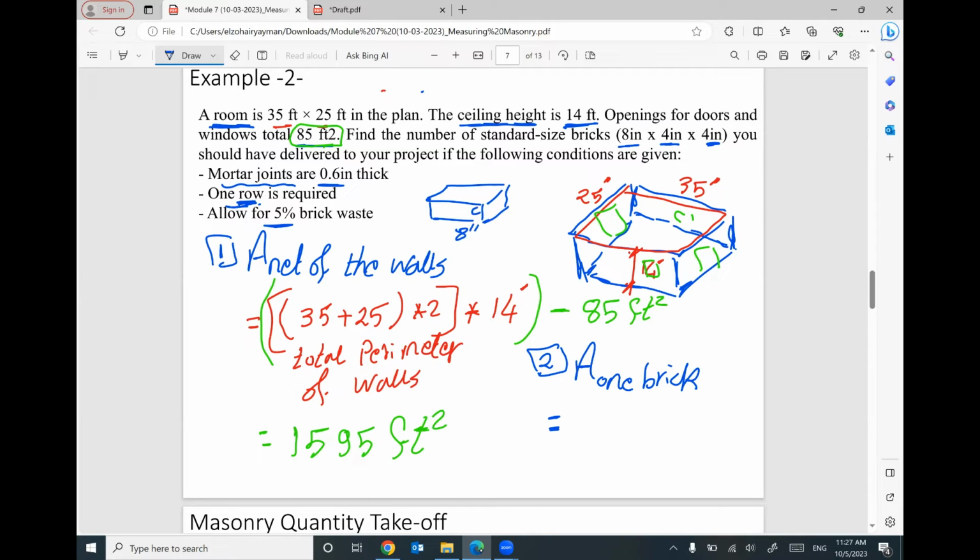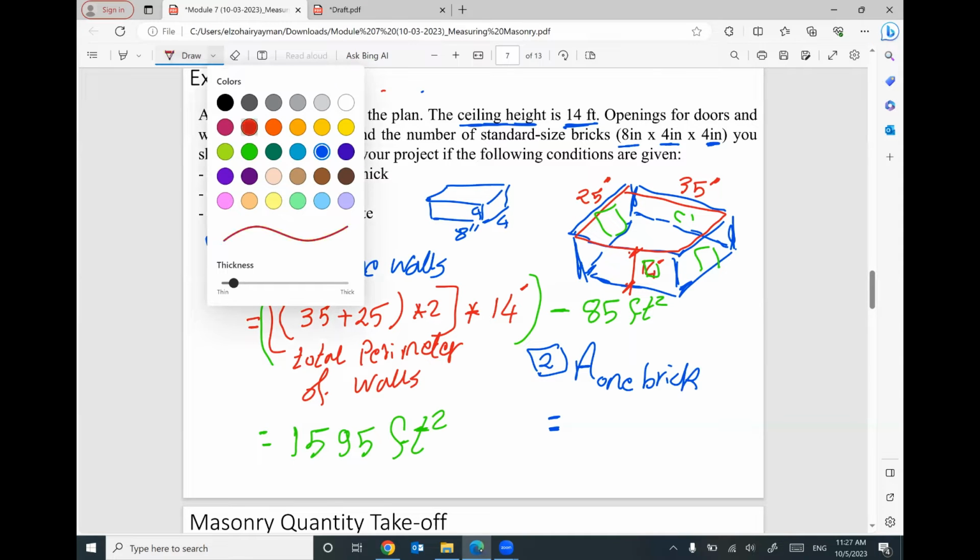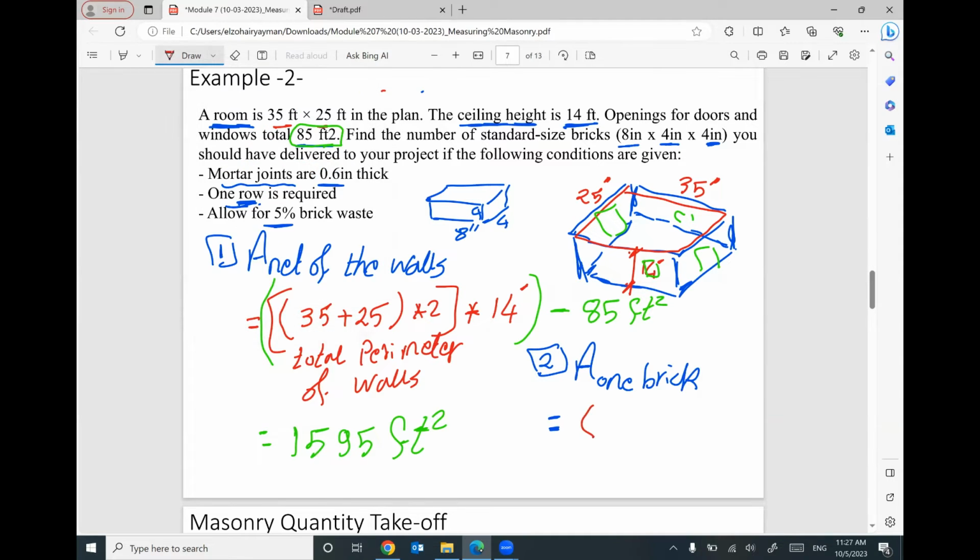8-inch, 4-inch, and 4-inch. So the surface area of one brick will be 8-inch. I have to add half thickness from this side and the half thickness from the other side. So I have to add the thickness 0.6. This is the length. The height, the same. I have to add half thickness from the top, half thickness from the bottom. So I will multiply 4-inch after adding 0.6.